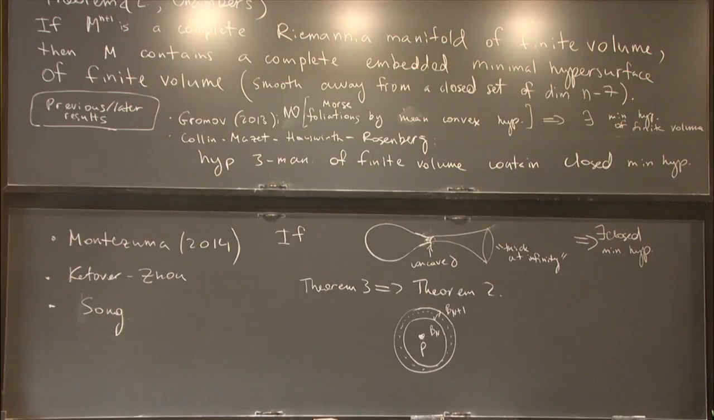Yeah? Maybe I just misunderstood the statement. Like in R3, if you take the unit cube, doesn't the boundary have volume 6, but the width is 1? Right, so let me take a look at what I wrote here.